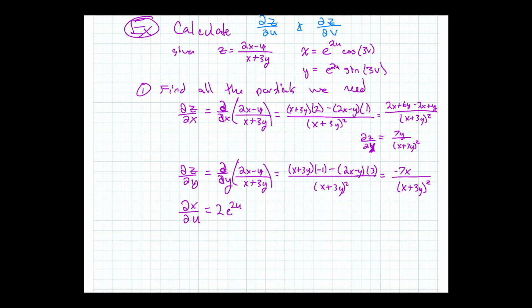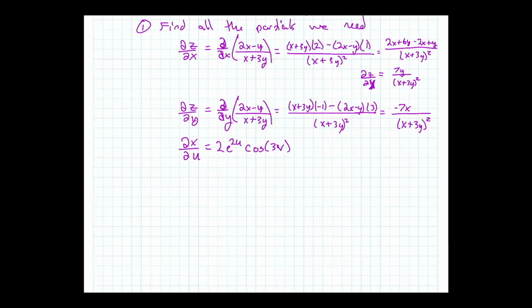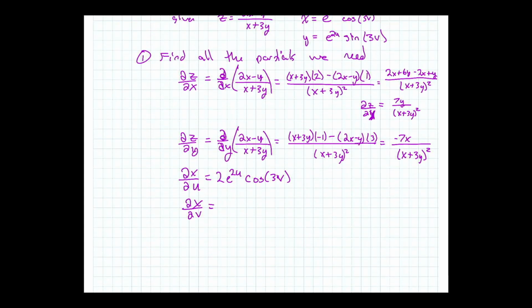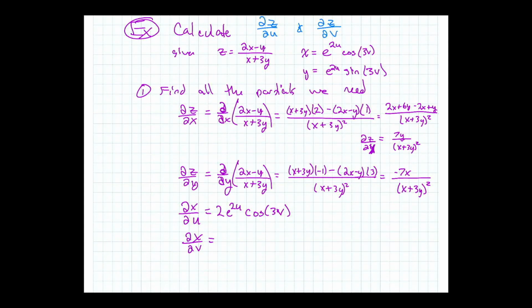2e to the 2u, and then just cosine 3v along for the ride as a constant. You also need partial x with respect to v. Same sort of thing. This is a constant now. You're taking the derivative of cosine 3v with respect to v, which will be negative 3 sine 3v. So you get negative 3 e to the 2u sine 3v.